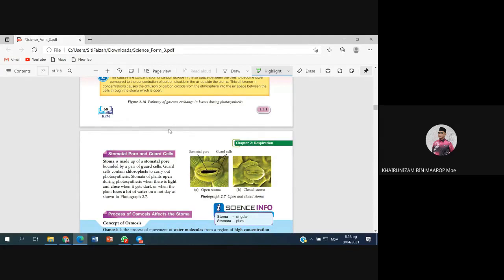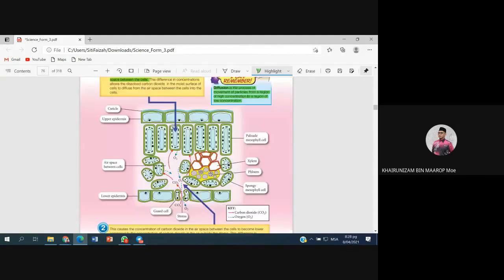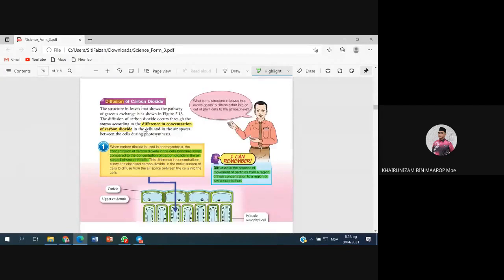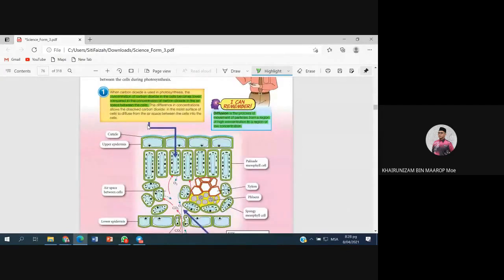Okay. Any question about the diffusion of carbon dioxide? So you must remember the meaning of diffusion. Diffusion is the process of movement of particles from a high concentration to a low concentration region.